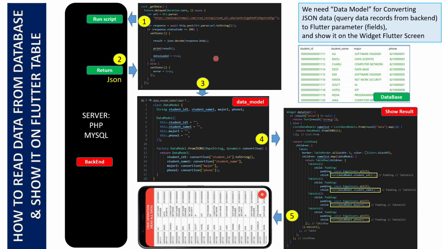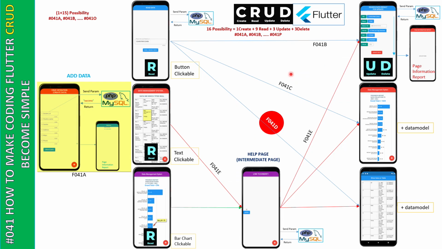Okay, on the Flutter number 3, the JSON data will convert by using data model here. Okay, and then after that, by using data widget, we can run this Flutter script to show the result like this table. Okay, I can show you next.